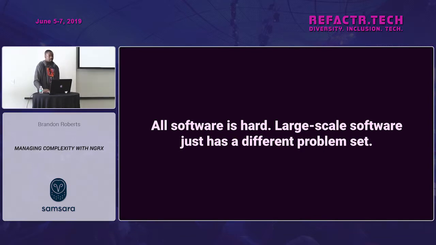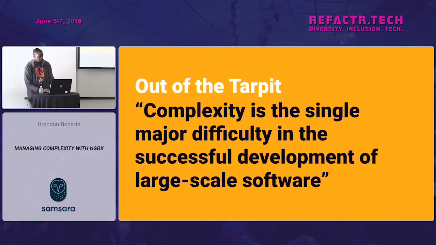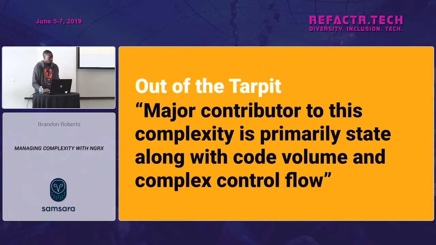This isn't meant to diminish smaller projects. It's okay if you aren't working on large scale, because all software has its own challenges. It's just that large scale software has a different problem set. So going back to the quote, we're just going to focus on the challenges of building large scale software, and the complexity being the single major difficulty in that successful development. So in the paper, the authors attribute 3 major factors to this complexity: the management of application state, the volume of code in the application, and complex control logic, or complex control flow logic.